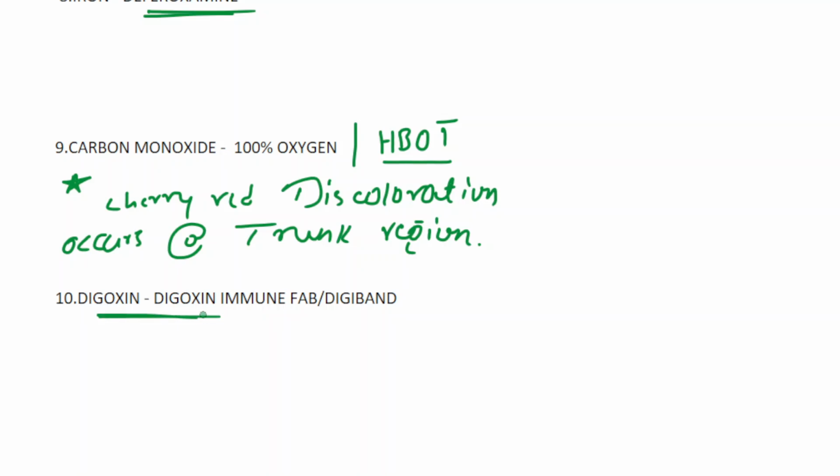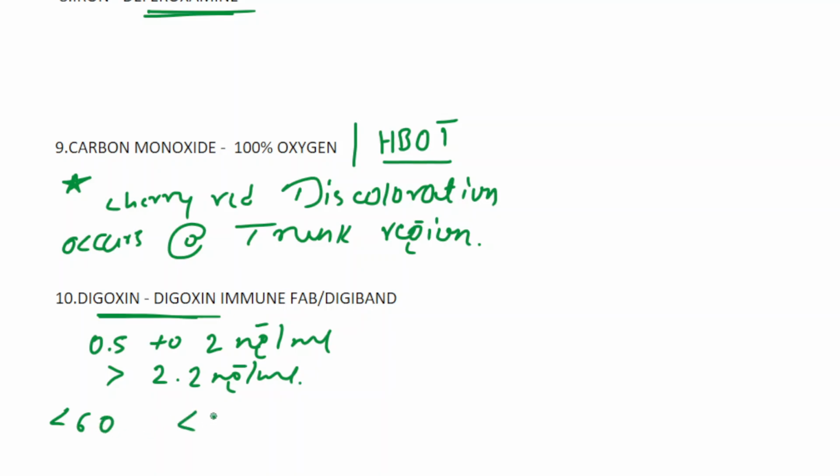And the next one is digoxin. For digoxin, the antidote is digoxin immune fab or DigiFab. Digoxin normal therapeutic level is 0.5 to 2 ng per ml. Toxicity is known as more than 2.2 ng per ml. Digoxin should be stopped if heart rate is less than 60, in children less than 80. And it causes hyperkalemia also.